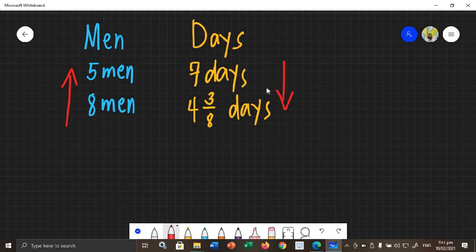So what I wanted to point out is, kapag pala tumaas yung bilang ng men na inassign natin to do the certain task, mas bababa yung number of days na kailangan nila to finish the task. So napansin nyo, inverse. So if M increases, D decreases. So if the number of men increases to do the certain task, the number of days for them to finish the task decreases. So that's it. That is all about inverse variation.